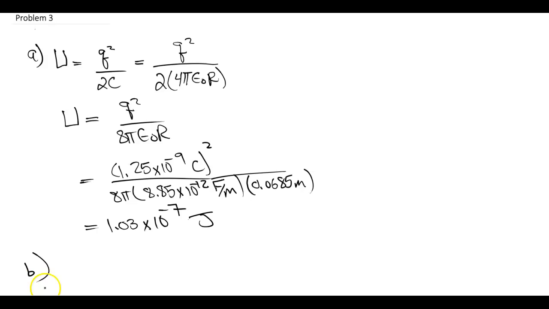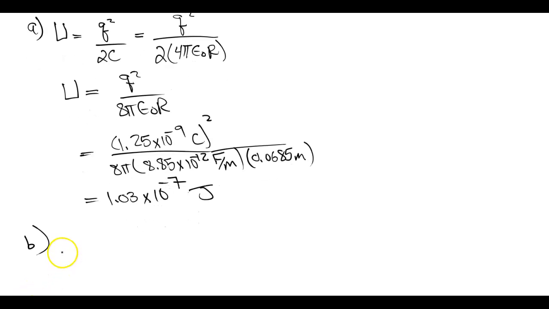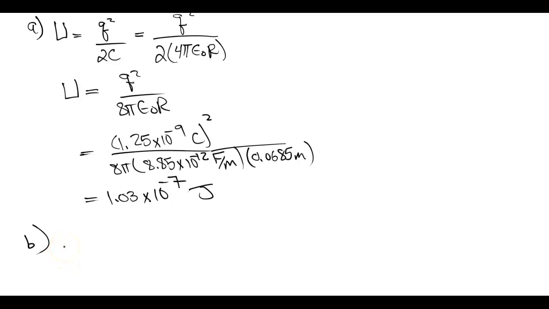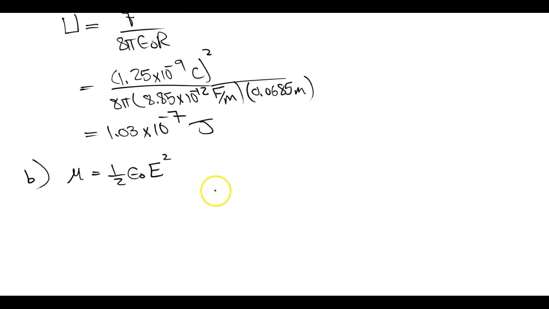In part B, we're asked for the energy density for the surface of the sphere, and the energy density mu is 1/2 epsilon naught times the square of the electric field.